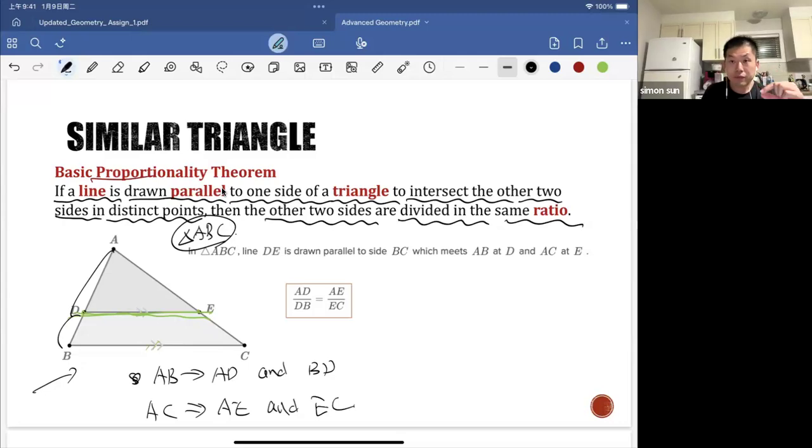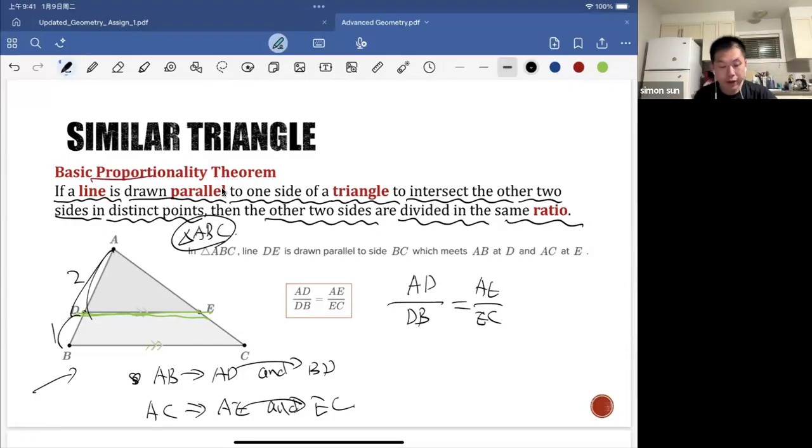Okay. Now the theorem basically mentions, so if you do things like this, we directly get that the ratios will be the same. So AD over DB will be equal to AE over EC. For the left part, if you separate it as 2 to 1, then on the right part, you will also separate EC into 2 to 1. The ratios will be the same. Okay, that's what the theorem mentions.